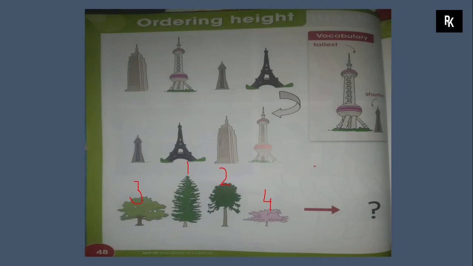Our lesson is ended here. Do these questions on page number 48 and 47.